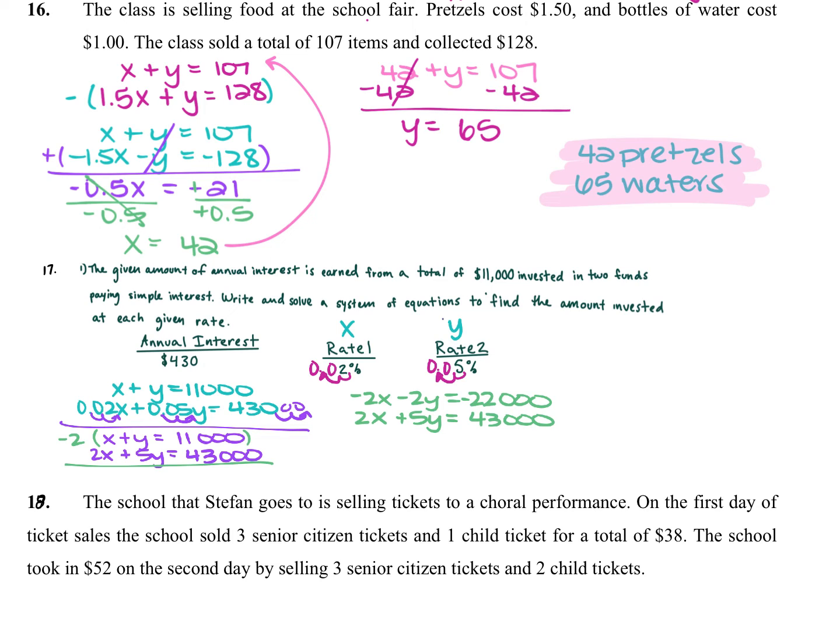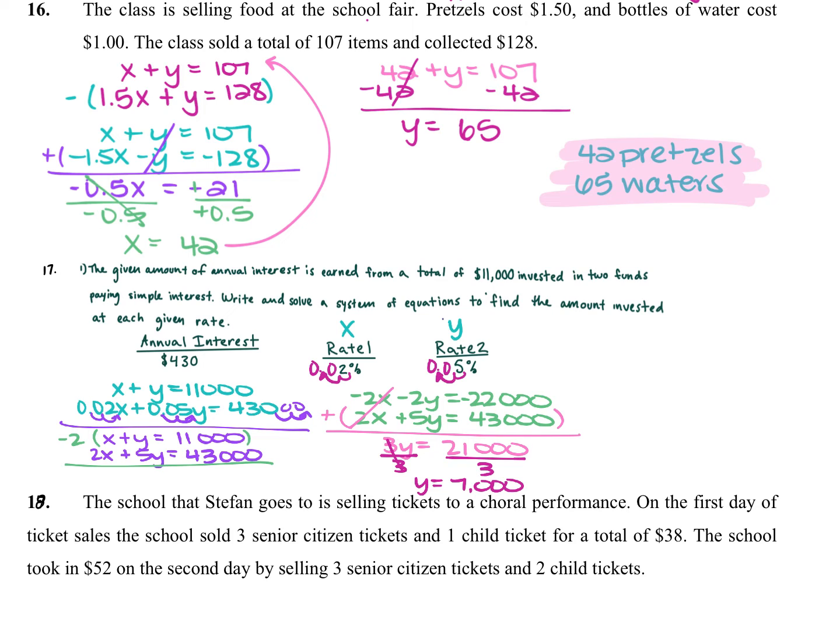Now we can just combine like terms. Your x's cancel. Your negative 2y plus 5y is 3y. And your 43,000 minus 22,000 gives us 21,000. We divide each side by the 3 to get y by itself. And y is $7,000.